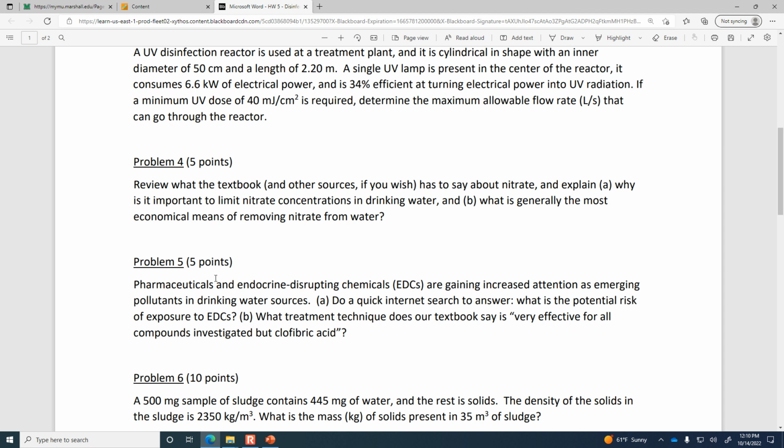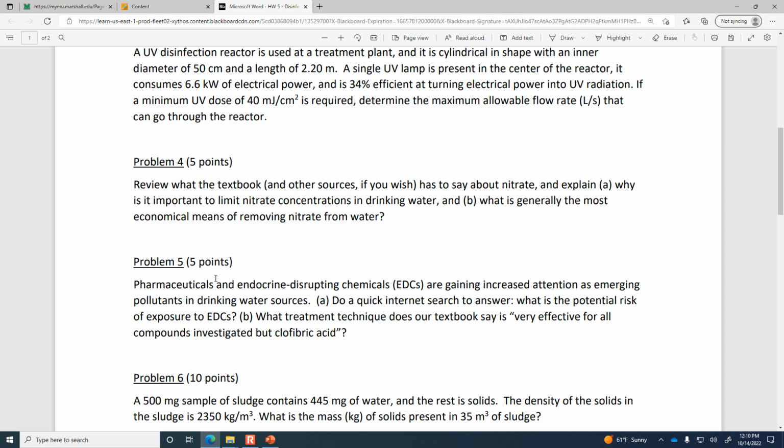Problems 4 and 5 is just kind of an acknowledgement that we didn't get through all of the specific constituent removal types that are addressed in the textbook chapter. There are a couple of things that I think are important that we didn't have time to talk about in class, and so problem 4 is about nitrate, and I just want you basically to read the book section, and if you choose, a quick Google search to figure out why we are worried about nitrate. And then problem 5 is about endocrine disrupting chemicals and pharmaceuticals.